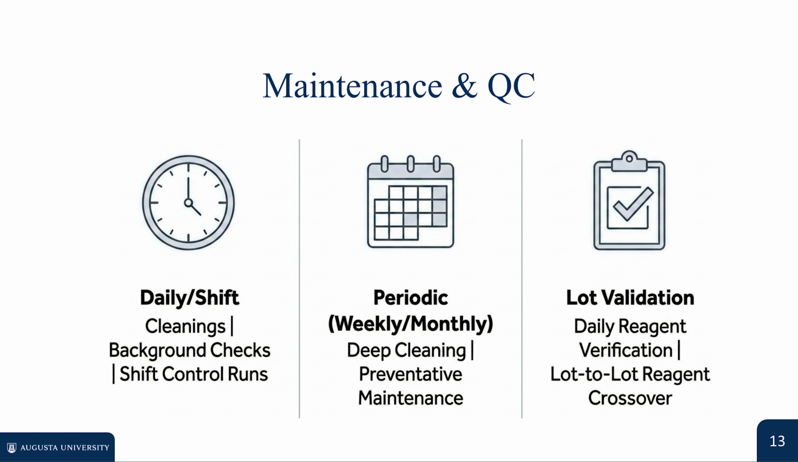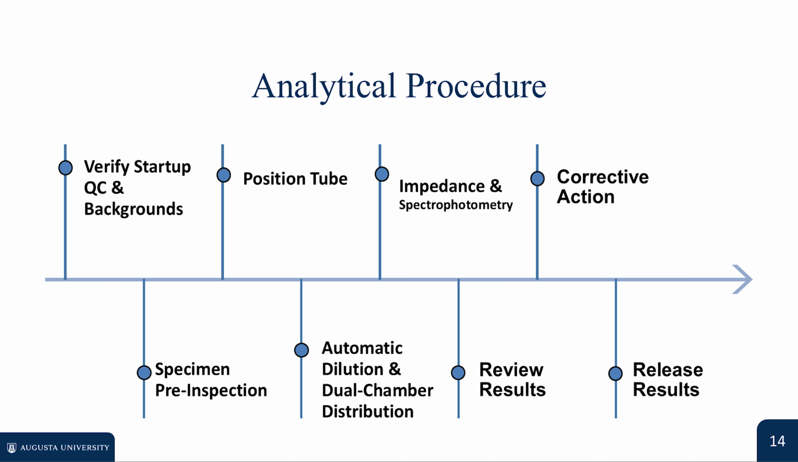The step-by-step analytical procedure begins by confirming acceptable startup background limits, such as a WBC count under 0.2 × 10 to the third per microliter and a background platelet count under 10 × 10 to the third per microliter, and verifying that quality control runs are in range.